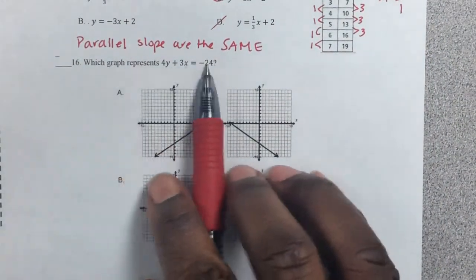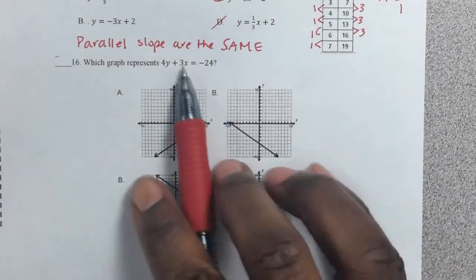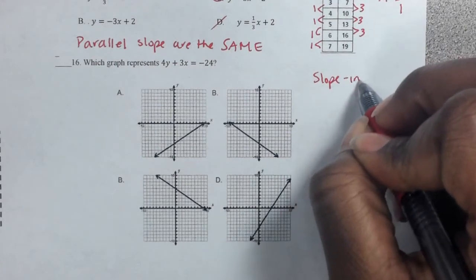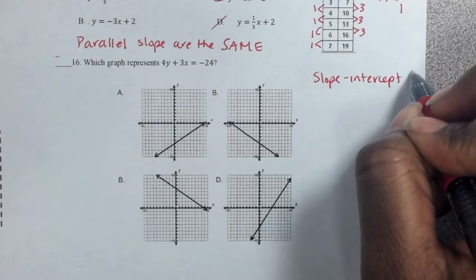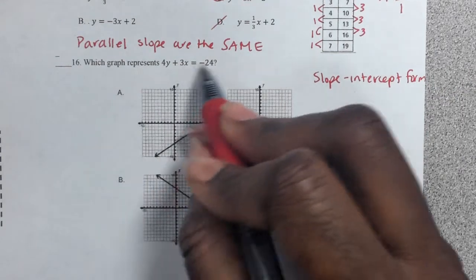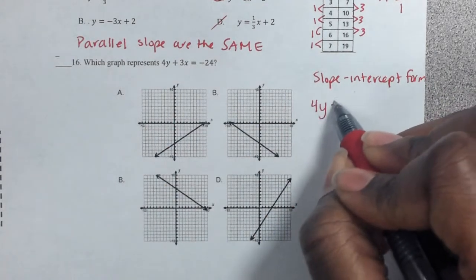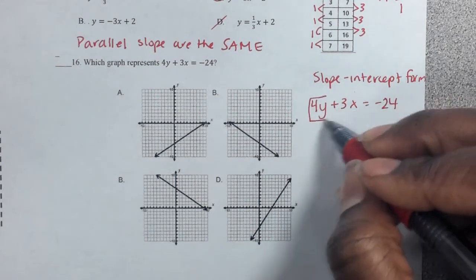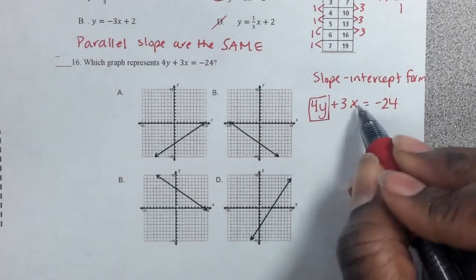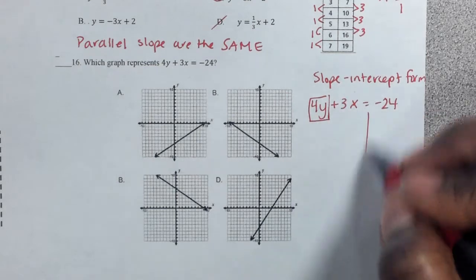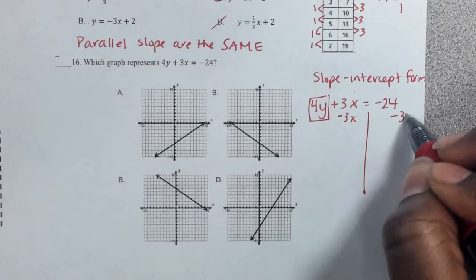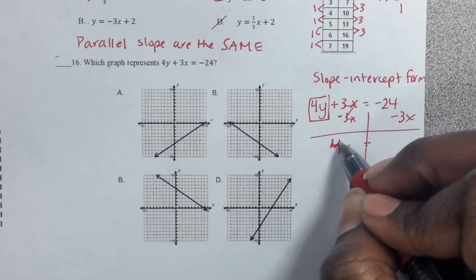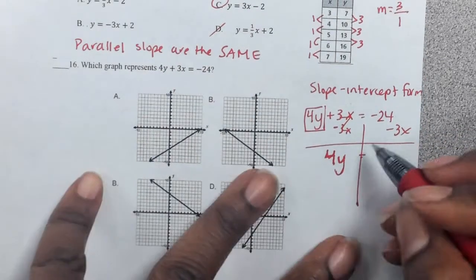Same thing here. Number 16. Which graph represents this? We can't find the graph until we get this in slope-intercept form. So we need to find the equation that's equivalent to this one. However, I think they're trying to trick you. Make sure you box the y. It's in a different spot, but make sure you have boxed the y. Now we're moving the opposite of x over here. So that's 4y. Make sure your 4 actually looks like a 4 and not like a y. Mine looked a little funny.